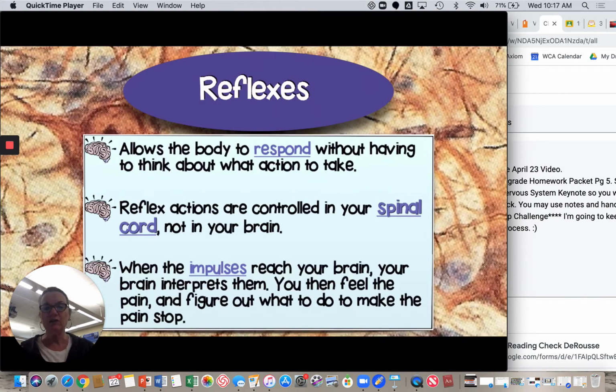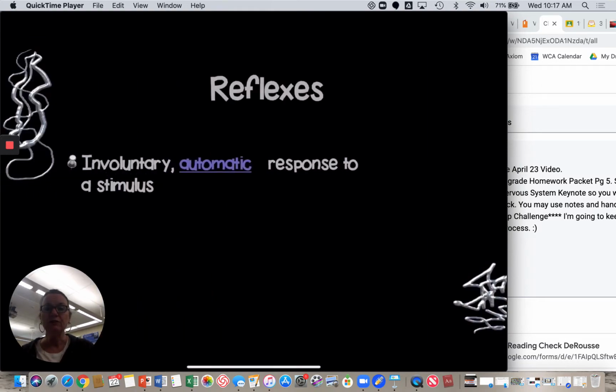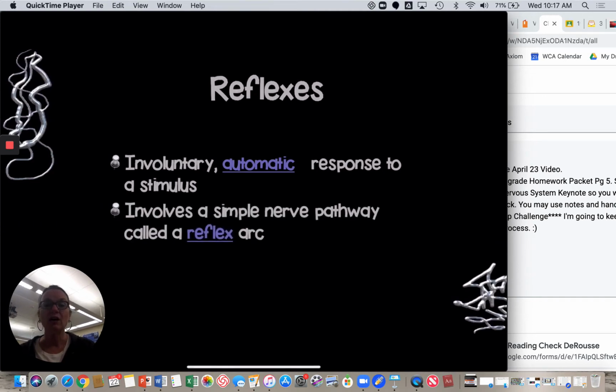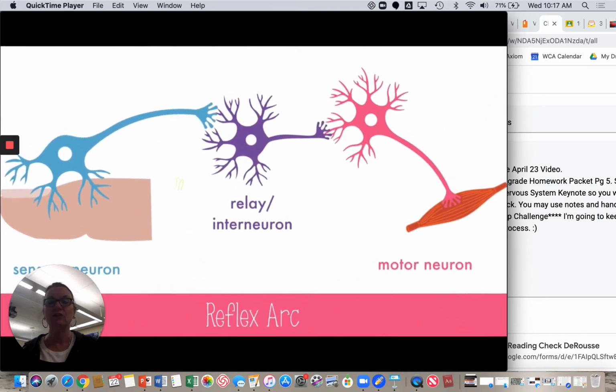That's why, have you ever stubbed your toe, and you pull it back right away, and then you feel the pain? That's what happened. It was a reflex. That message just came from your spinal cord and to the muscles in your foot. And then the impulse, the message went to your brain, and it was interpreted as pain. So reflexes are involuntary, they're automatic, and they are a response to a stimulus. It involves what's called a reflex arc. Watch this. It shows it very clearly.